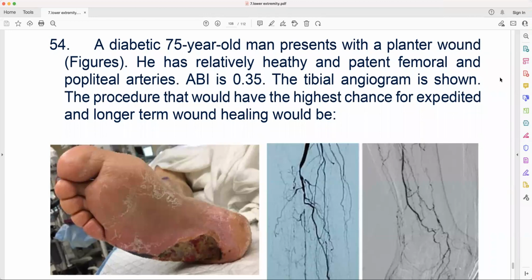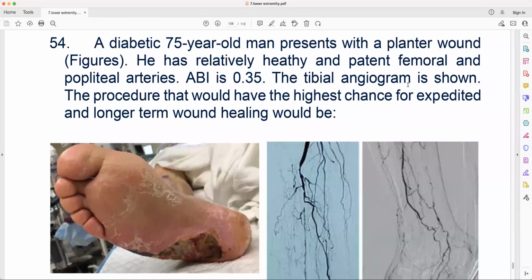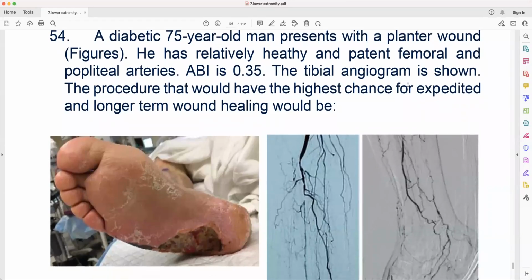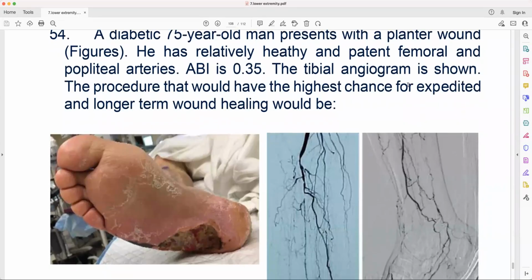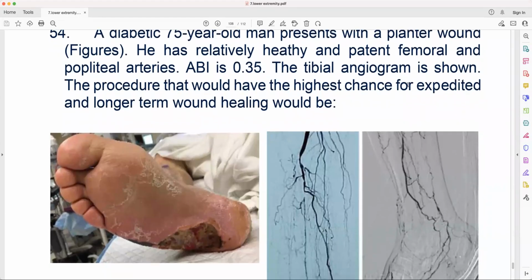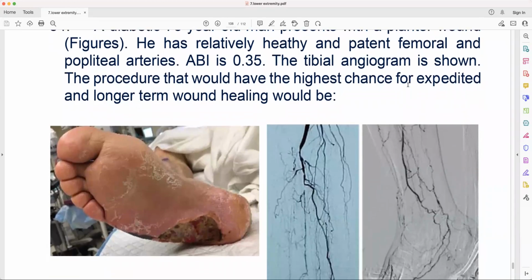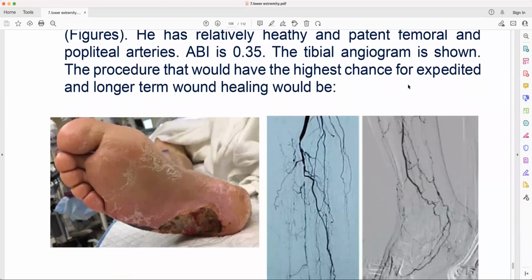Okay, a diabetic 75-year-old man presents with a plantar wound. He has relatively healthy and patent femoral and popliteal arteries. ABI is low, 0.35. The tibial angiogram is shown. The procedure that would have the highest chance of expedited and longer-term wound healing would be.